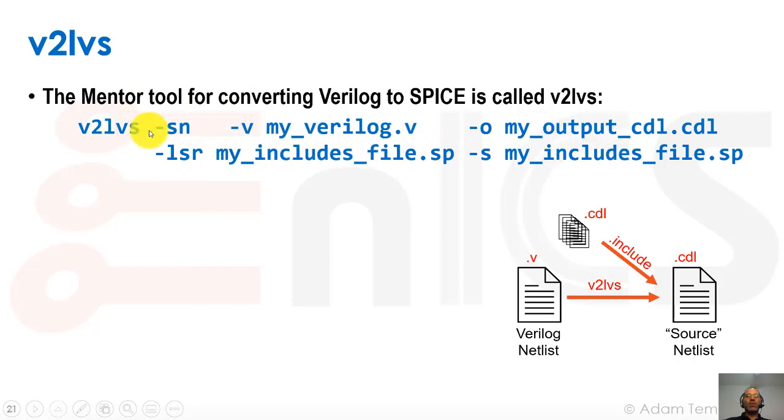Basically, what we're saying here is that this is the Verilog netlist that's going to come as an input to V2LVS. This is the CDL that we're going to output from the tool, and we have some sort of an includes file that we mention here, which is the collection of CDLs that I mentioned on the previous slide that we're going to include along with the Verilog netlist to create one CDL file, which is going to be our source netlist.